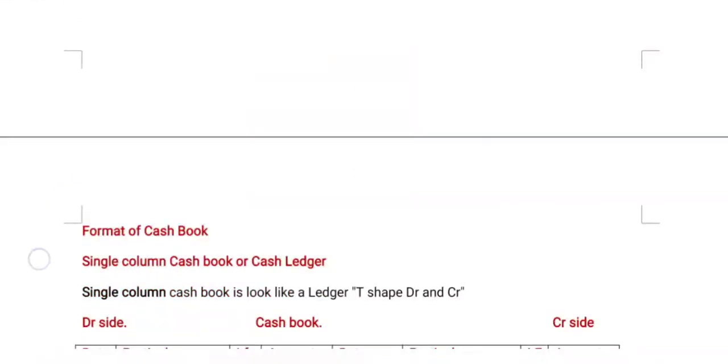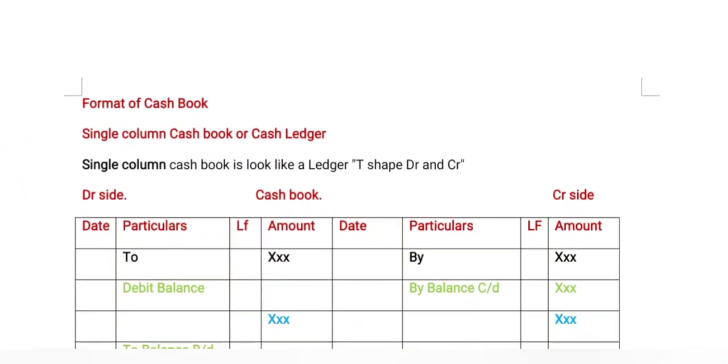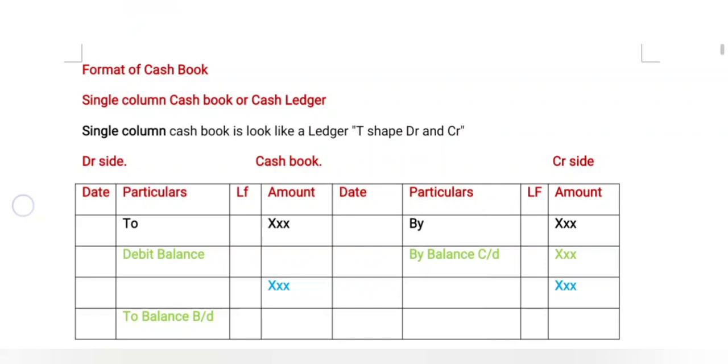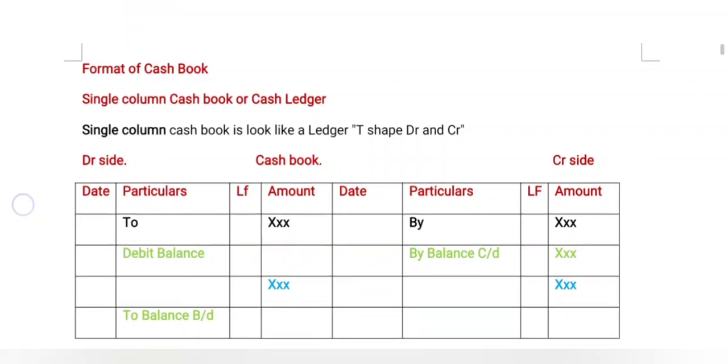Now we are coming to the format of the cash book, or specimen of the cash book, also known as the proforma of the cash book. We already discussed above that the cash book is divided into three: single column, double column, and triple column, or cash and bank column cash book. The triple column has cash, bank, and also discount.